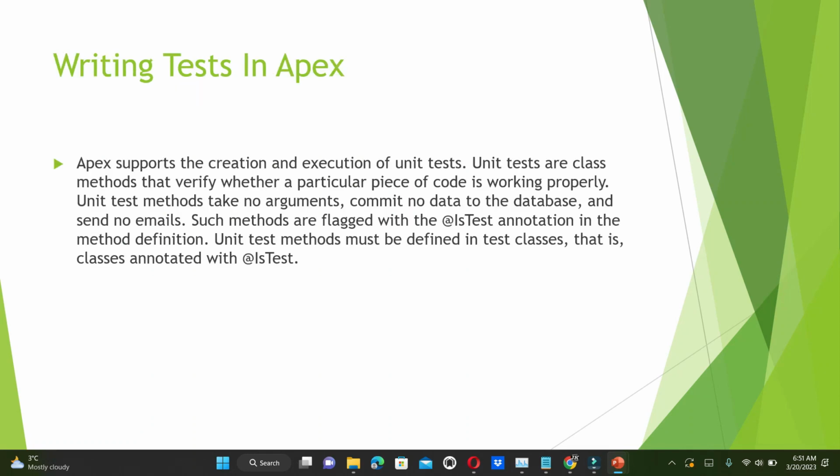Writing tests: Apex supports the creation and execution of unit tests. Unit tests are class methods that verify whether a particular piece of code is working properly or not. Unit test methods take no arguments, commit no data to the database, and send no emails. Such methods are flagged with the isTest annotation in the method definition. Unit test methods must be defined in test classes, that is, classes annotated with @isTest.